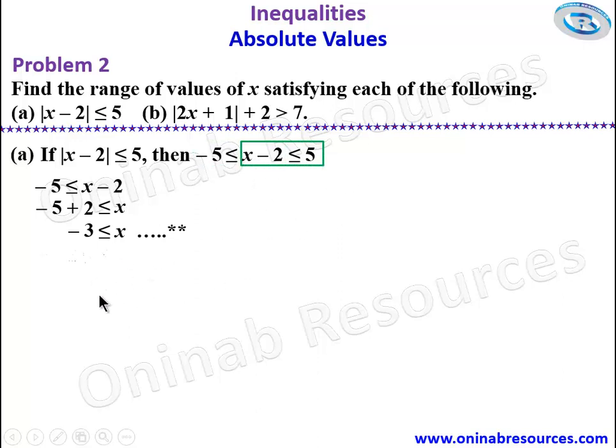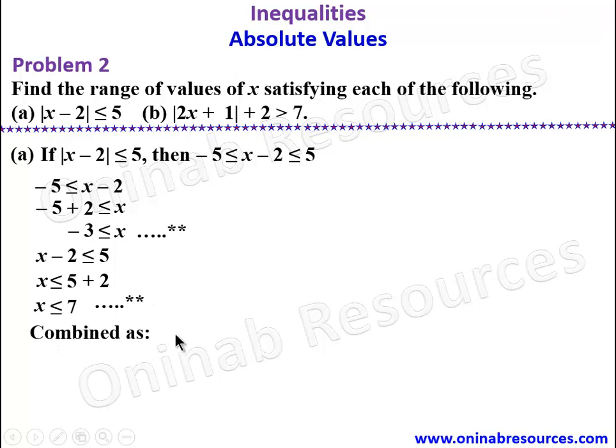We also solve. In our solution, we take this -2 to the right hand side. I have x is less than or equal to 5 plus 2, where x is less than or equal to 7. Then this is the second inequality we are going to combine. So we combine them as -3 less than or equal to x, and that same x is less than or equal to 7. And that's all for the first method.